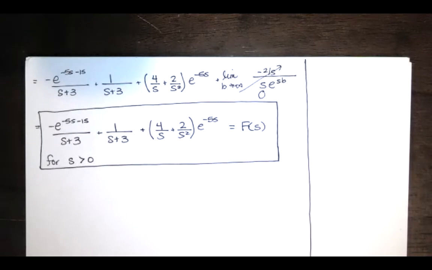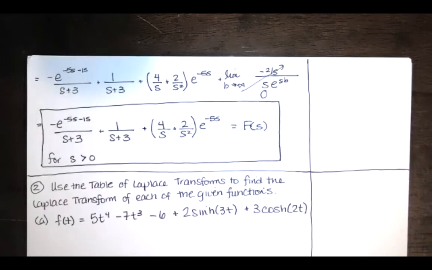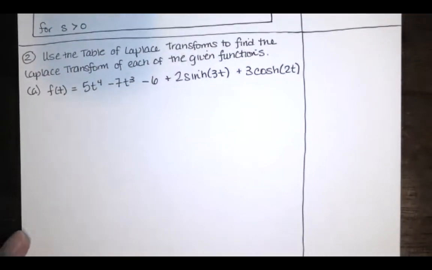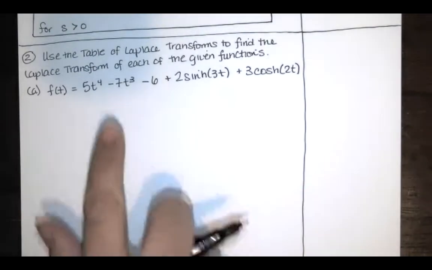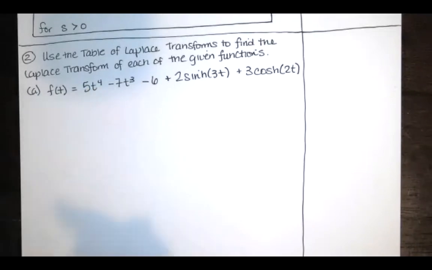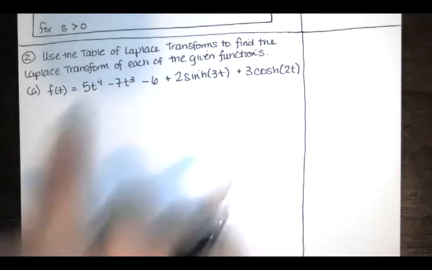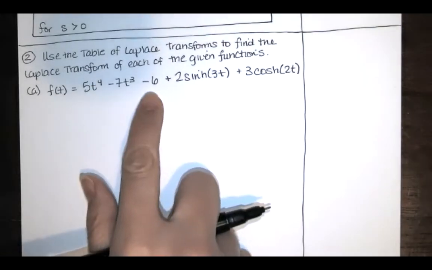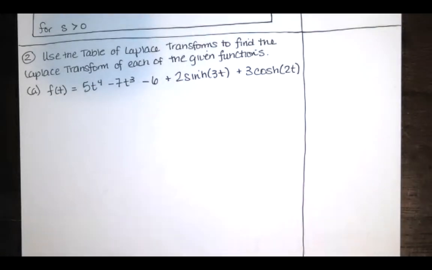All right, so that was the first question. Let's look at the second question. It asks us to use the table of Laplace transforms to find the Laplace transform of each of the given functions, and in part A, we're given this function. So we've got a constant times t to some power here and here. So we're going to apply the appropriate transform for that. We have a constant here and a hyperbolic sine function and a hyperbolic cosine function.